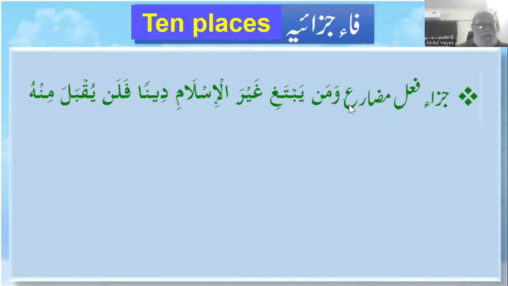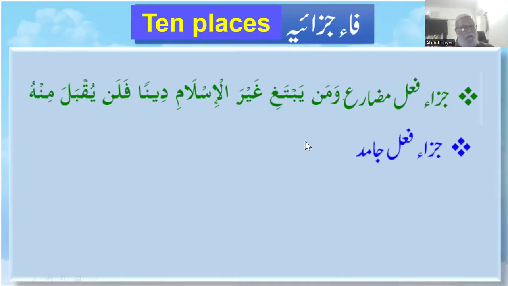When fi'l mudari' comes as the answer of the condition, then in that case we also use fa, just like وَمَنْ يَبْتَغْ غَيْرَ الْإِسْلَامِ دِينًا فَلَنْ يُقْبَلَ. Look, fi'l mudari' is coming as the answer of the condition, so fa is there. The tenth place where the fa is required is fi'l jamid. When the fi'l jamid comes as a conditional answer, we use the fa.